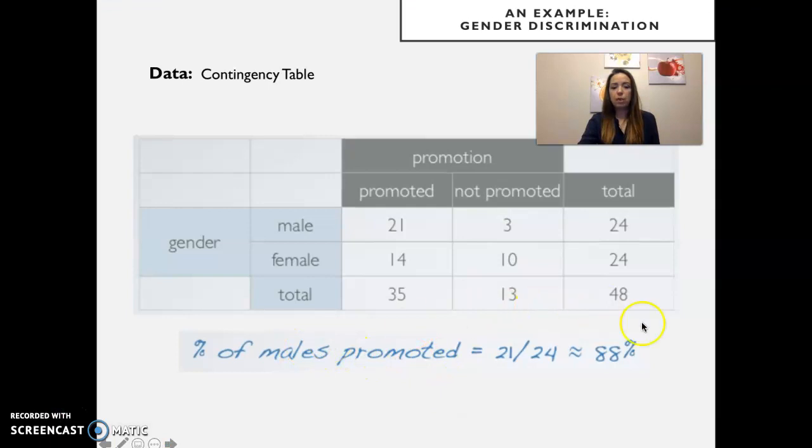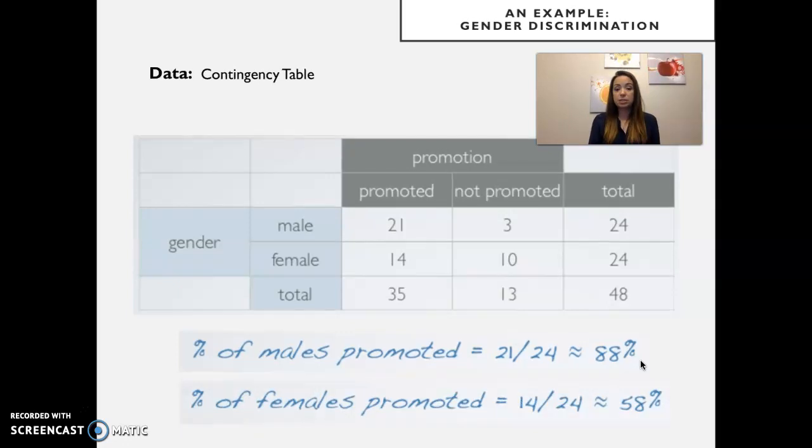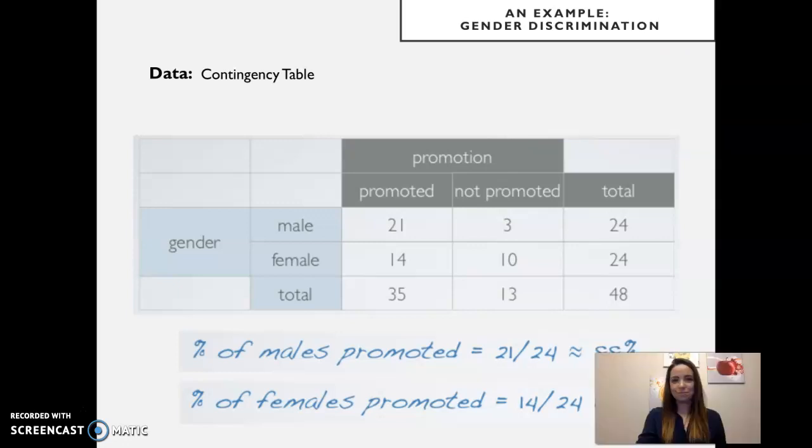So 88% of the managers whose file was marked male said to go ahead and promote. Now let's see the percentage of managers that decided for promotion when the file was marked female. That was only 14 out of 24, which is 58%.